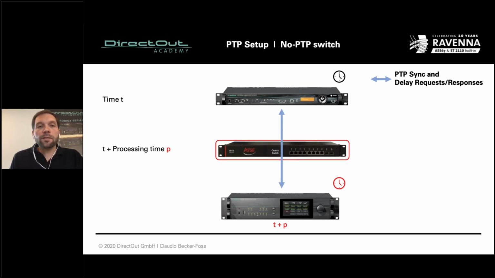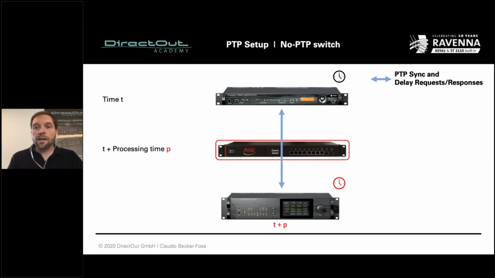You can shape that a bit and help to reduce that by using quality of service and making sure that PTP goes in, through the fastest queue, so it's prioritized over the other traffic. But still, there's some jitter involved and introduced.